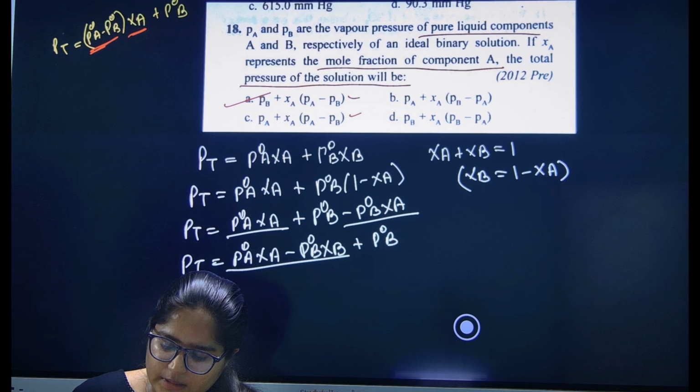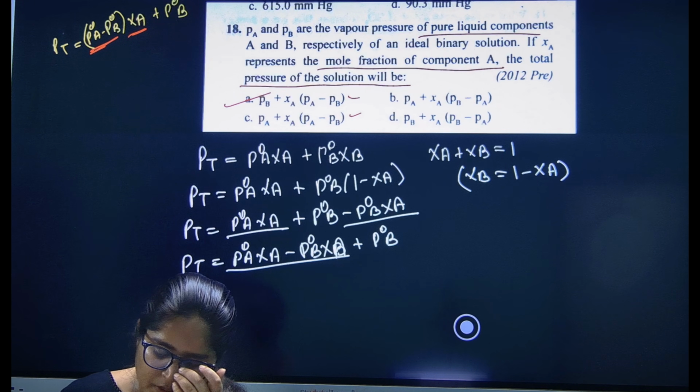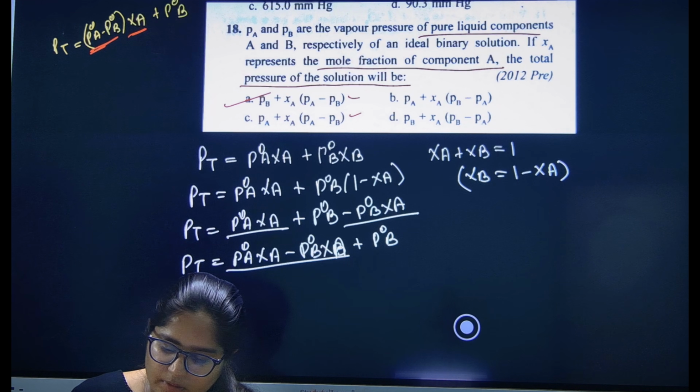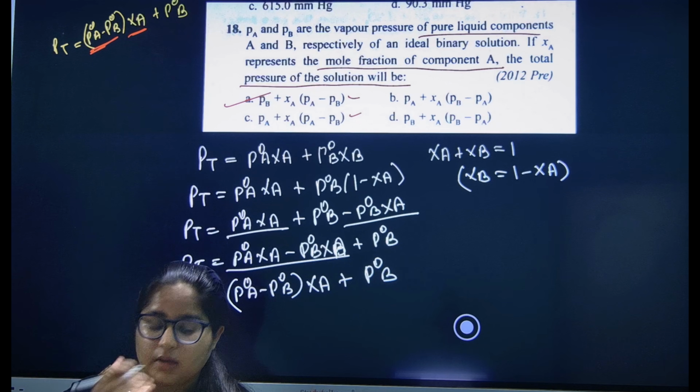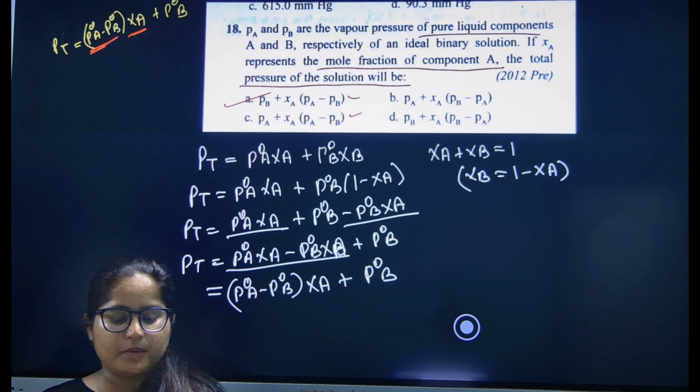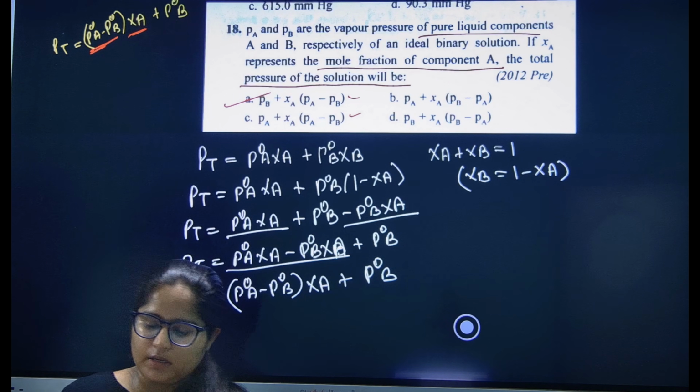P naught A XA minus P naught B XA plus P naught B. Now from here can I take XA common? Yes, ma'am. So it will become (P naught A minus P naught B) XA plus P naught B. Option number A will be the right answer. Clear? Okay. Now let us see the next question.